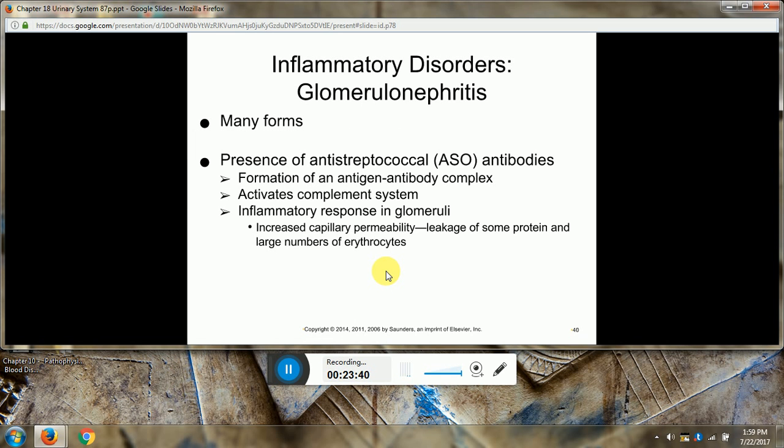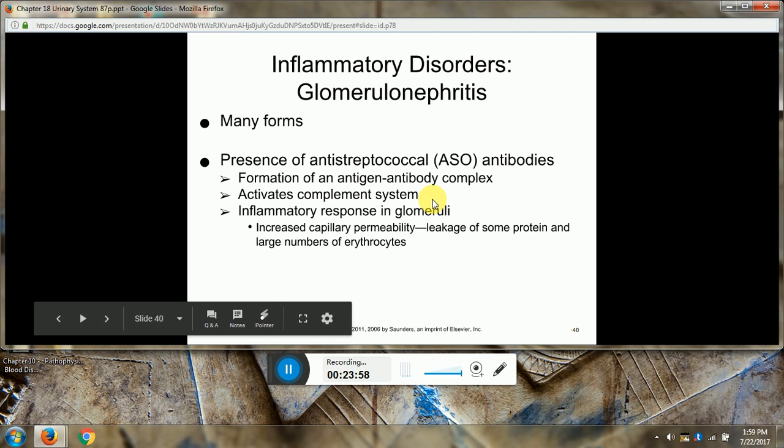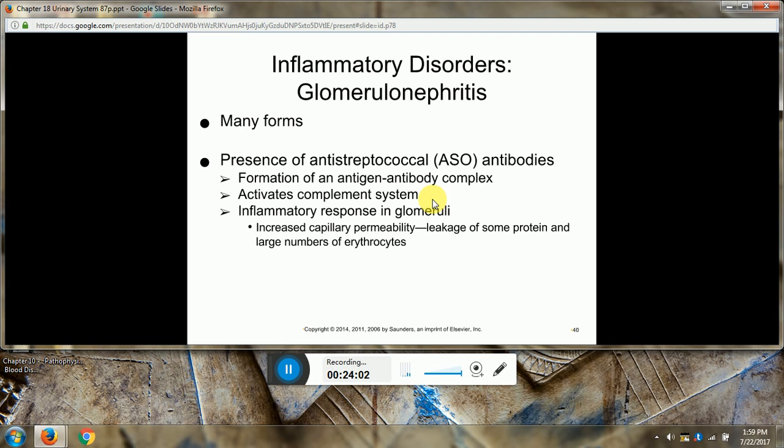So these are the infections. In this part of the chapter, we're going to talk about inflammatory disorders, meaning that there's an inflammation of the urinary system not caused by a germ. It could be caused by other things. For example, in this condition, it is an autoimmune disease. So again, you want to make that distinction between the infections that we just talked about and these inflammatory disorders that are not caused directly by the germs.